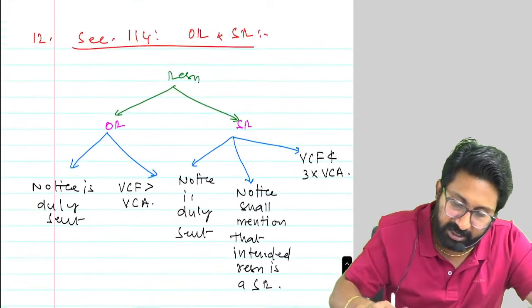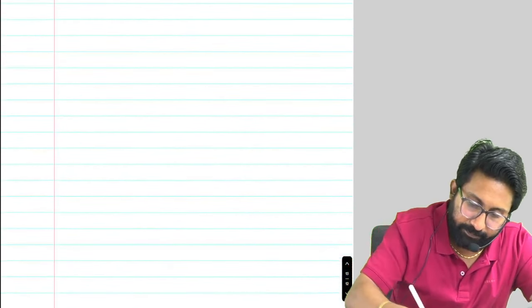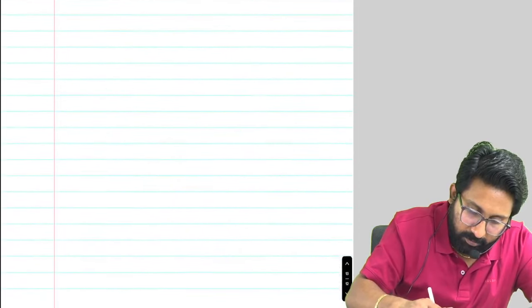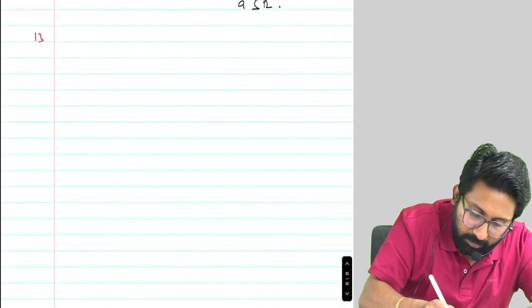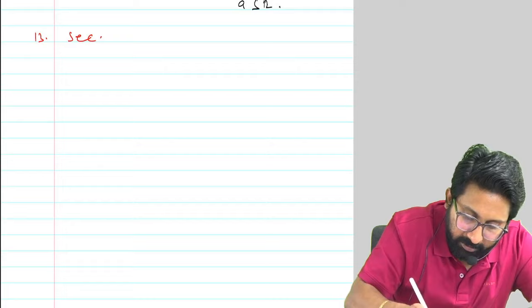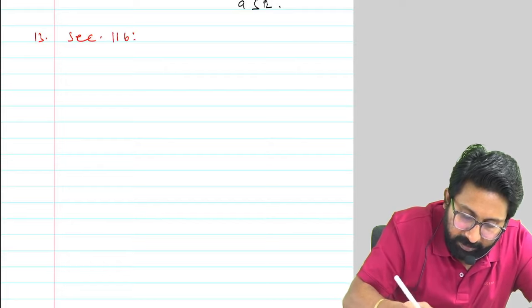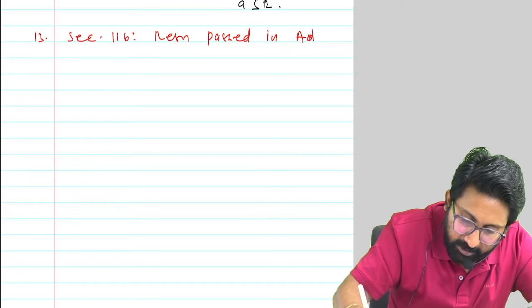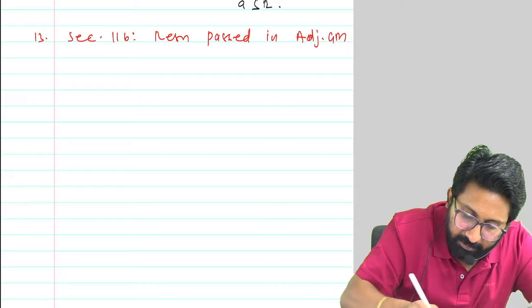We completed Section number 114. Next one, Section 116: resolutions passed in adjourned general meeting.